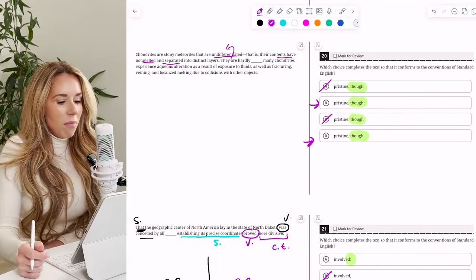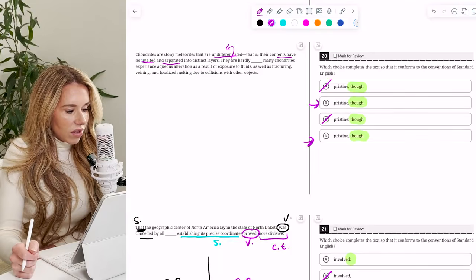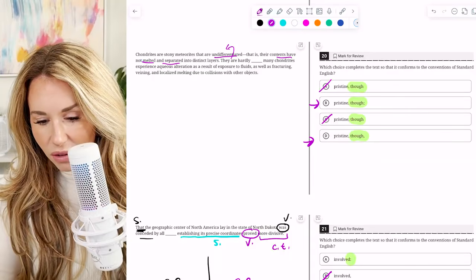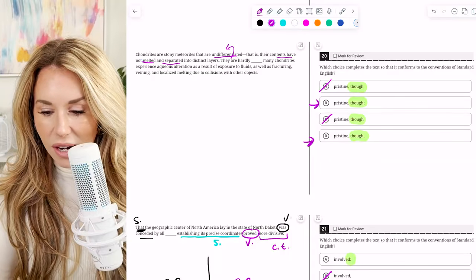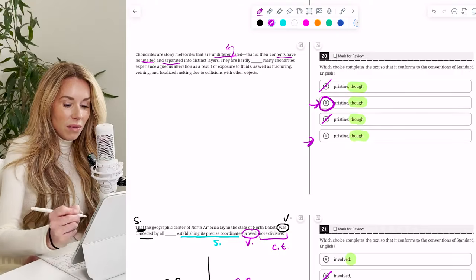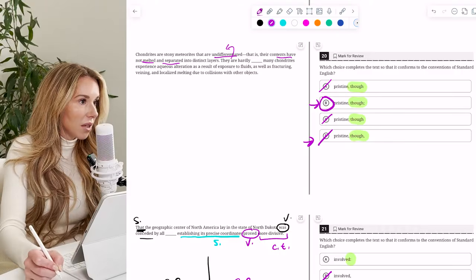And then it says, many chondrites experience aqueous alteration as a result of exposure to fluids, as well as fracturing, veining, and localized melting due to collisions with other objects. That's a complete sentence, guys. So we've got to go with the semicolon, definitely not the comma. That would be a comma splice.